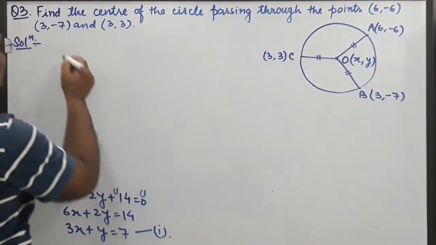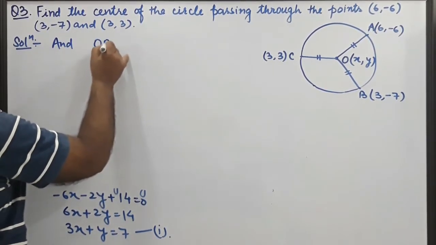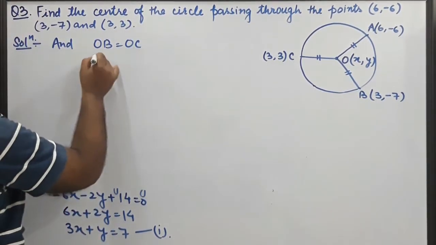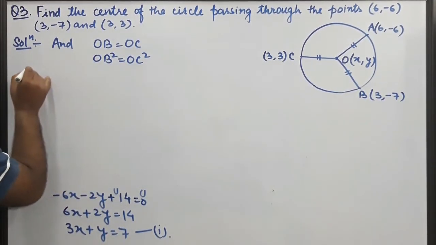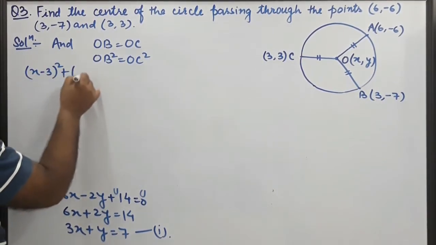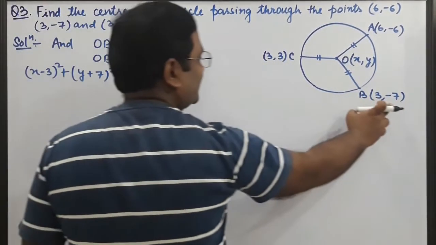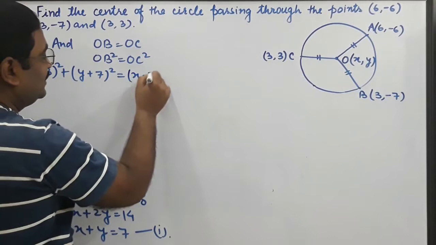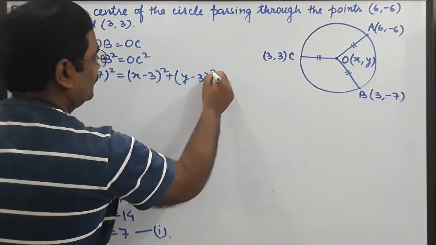As the second condition is OB equals OC, let us solve it. OB equals OC means OB square equals OC square. Therefore OB square means (x minus 3) whole square plus (y plus 7) whole square, because minus minus is plus. Afterwards OC square is (x minus 3) whole square plus (y minus 3) whole square. So let us solve it.